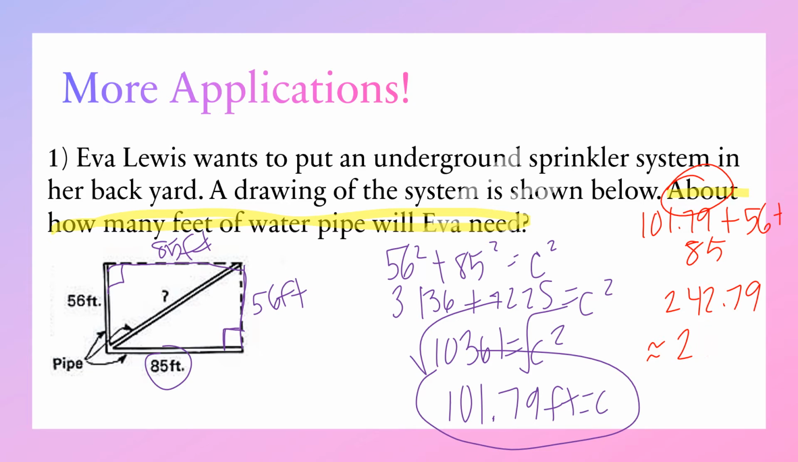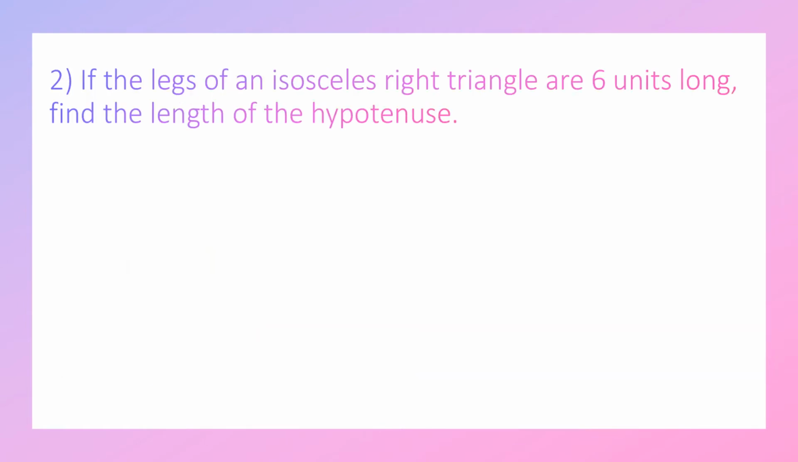Now it says about how many feet, so I'm going to round that up to 243, because if you've ever been shopping for building supplies or anything like that, they are not going to give you 242.79 feet of pipe. They're going to ask you to round up, and you're going to have to make the cuts.